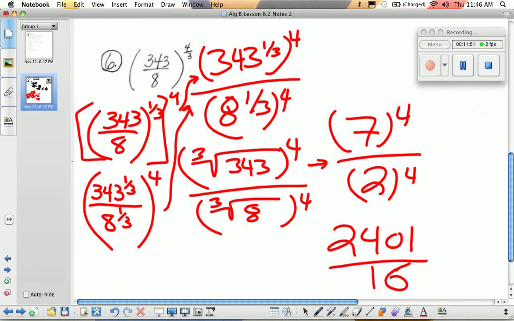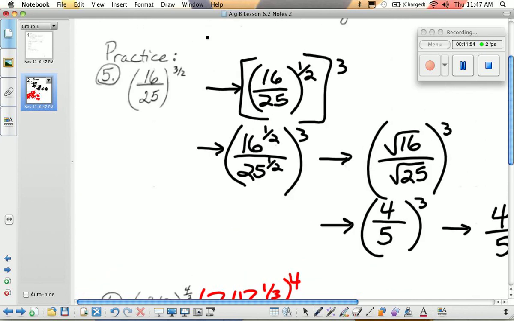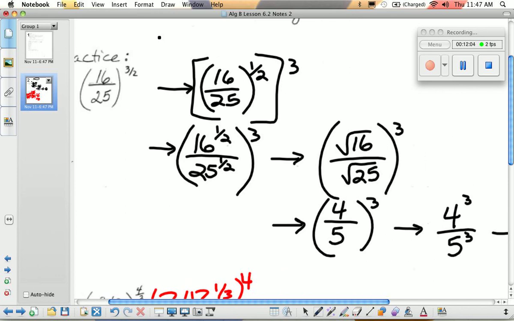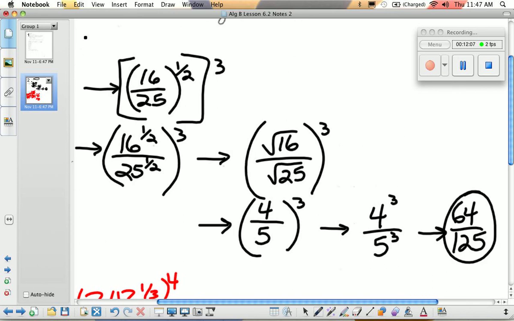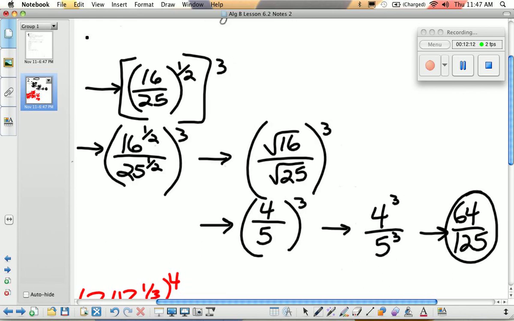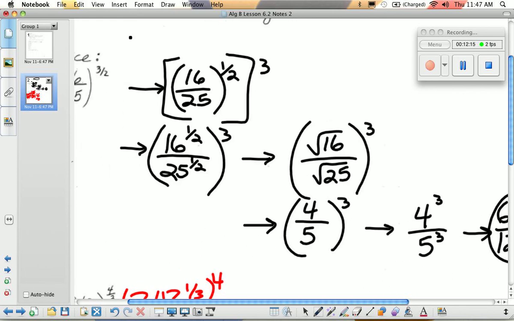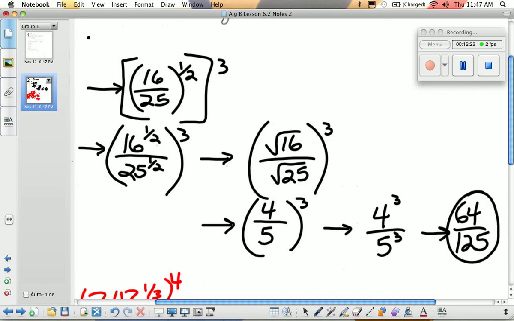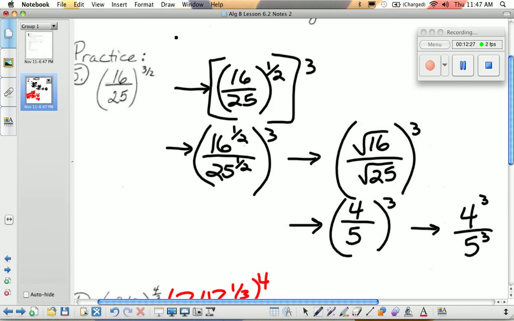What happened up here? Let's look at the other one. That was taken to a power greater than 1 or not? Yeah, 3/2 is greater than 1. And what do we end up with here? 64 over 125? 64 is bigger than 16. 125 is bigger than 25. Does that seem reasonable? Yep. The numerator is smaller than the denominator. Does that seem reasonable? Why? Yeah, because it was smaller than the denominator to start with.